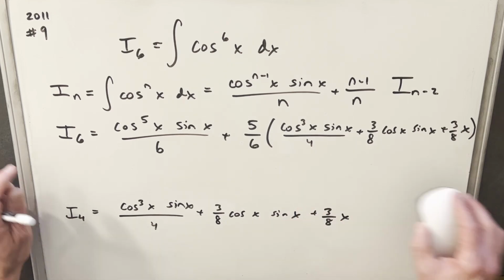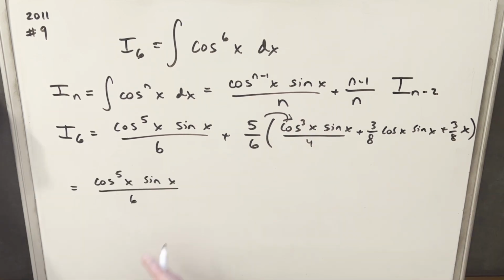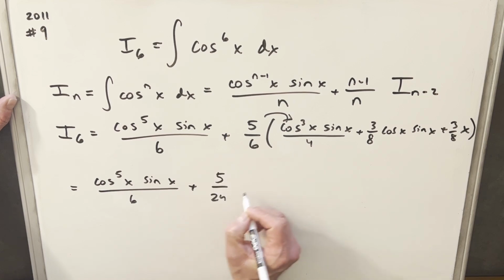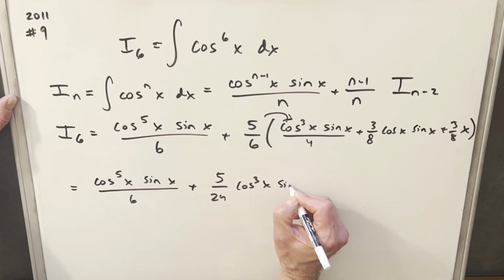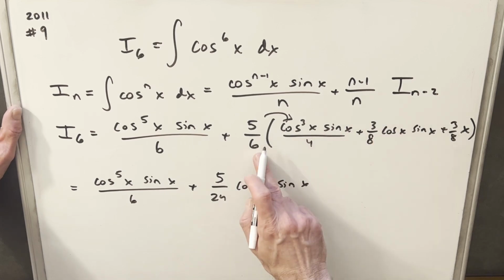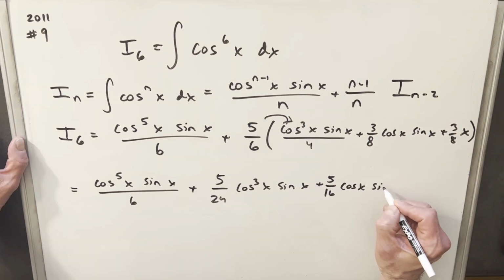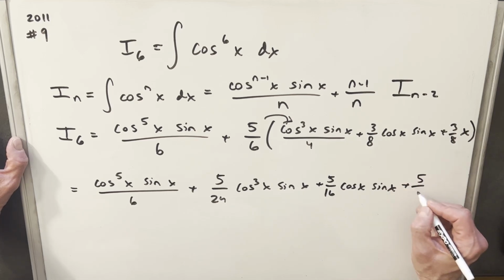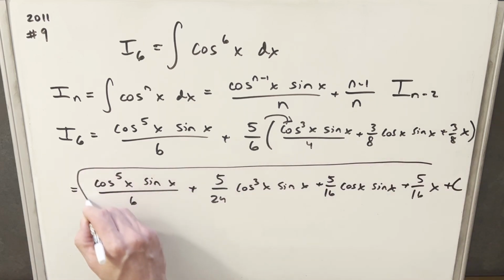Now all we need to do is simplify this, multiplying in our 5/6, and then we can get our final solution. We brought down this first term, then we're going to multiply in our 5/6. So we're going to have 5 over 24 here, multiplying 6 times 4, cosine cubed x, sine x. Now when we multiply 5/6 times 3/8, a 3 is going to cancel with a 6, and we're going to have 5 over 16, I believe, cos x, sine x. And then here it's going to be the same thing, 5 over 16 x. Give it a plus C, and that's it. We're done. Pretty long expression.